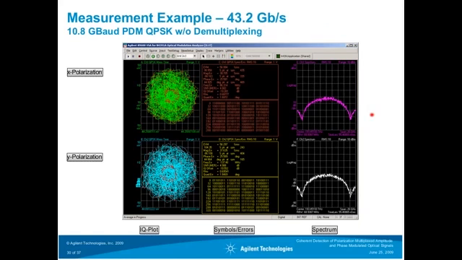Now here we have a measurement example we did with the instrument, and this is also a snapshot of the screen you can have on the instrument. You can customize the screen. In this case we have the X polarization in the top row and the Y polarization in the bottom row. So we have the IQ plot, which shows the symbols as red dots and the transmission as green or light blue lines. On the right side we have the spectrum.